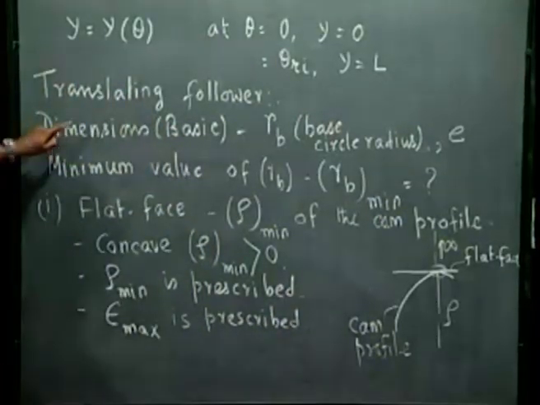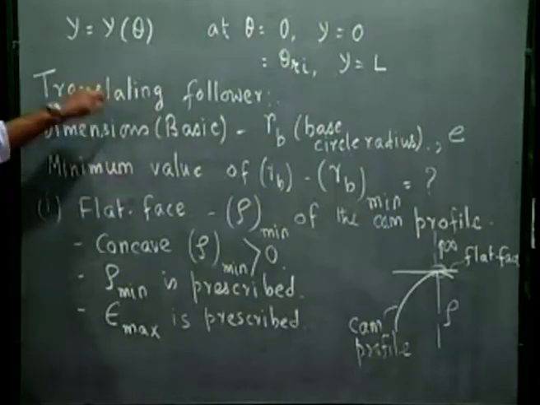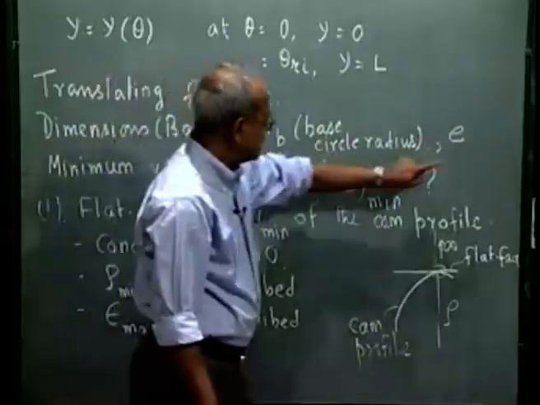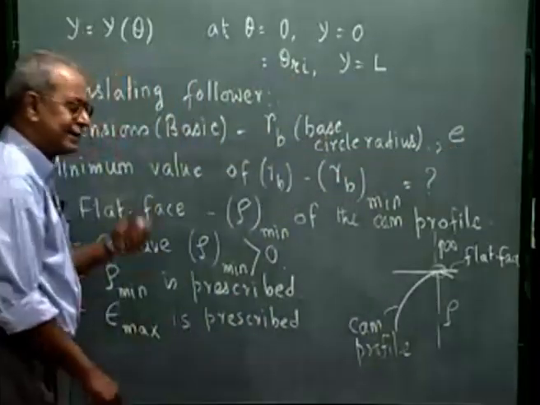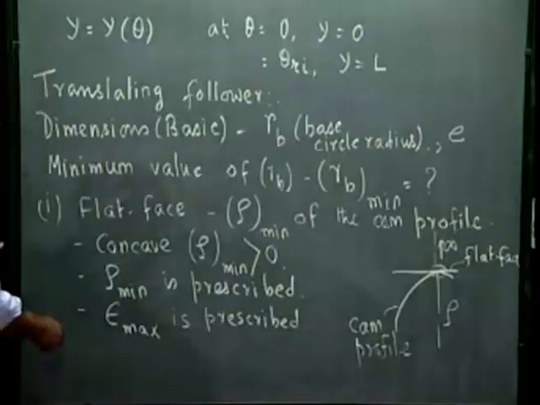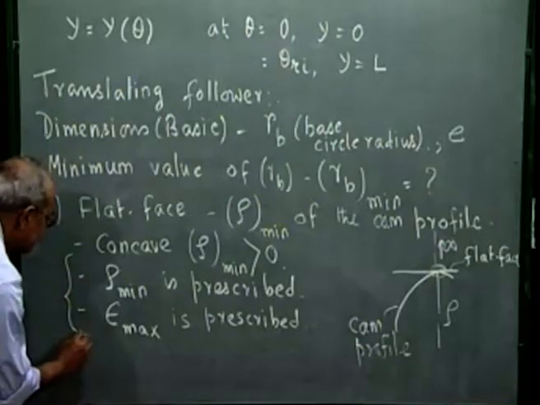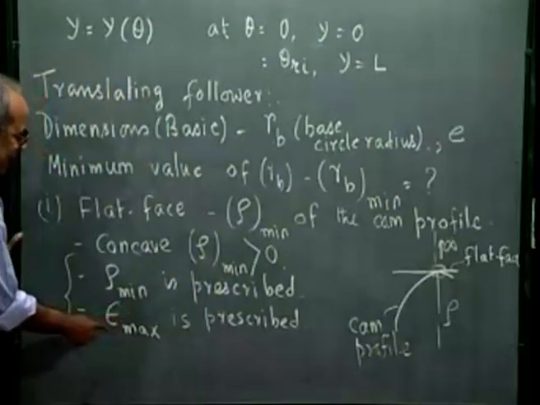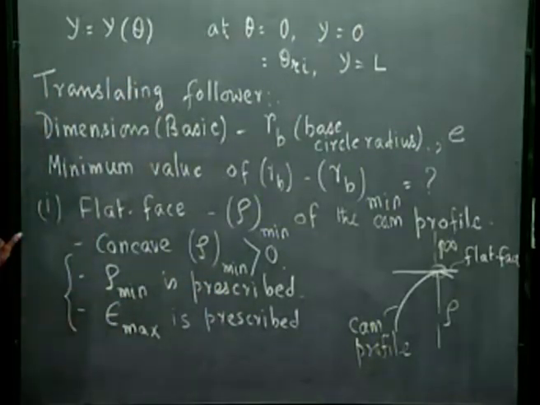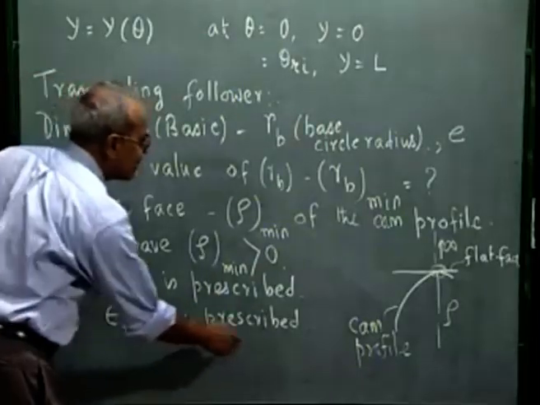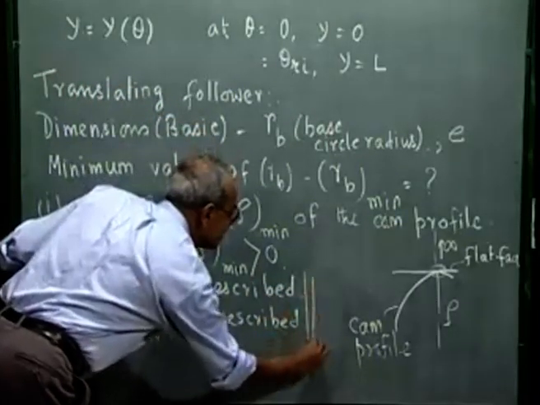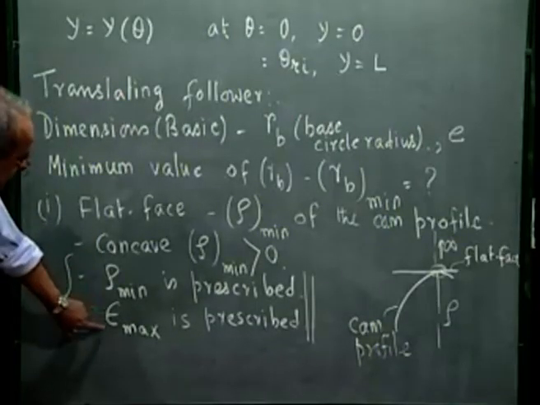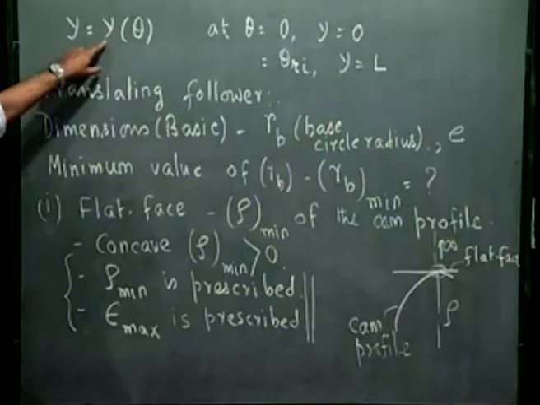So, we are right now discussing a translating flat face follower. To determine the minimum value of the radius of the base circle and the offset that must be used, so that these two conditions, namely minimum value of the radius of curvature of the cam profile and maximum allowable value of the eccentricity of the driving effort, are not violated. So, in our subsequent discussion, we shall assume rho min, E max and Y theta are all given to us.